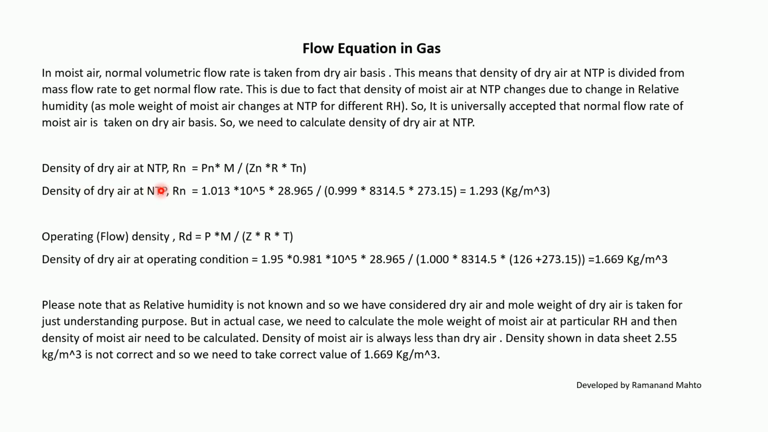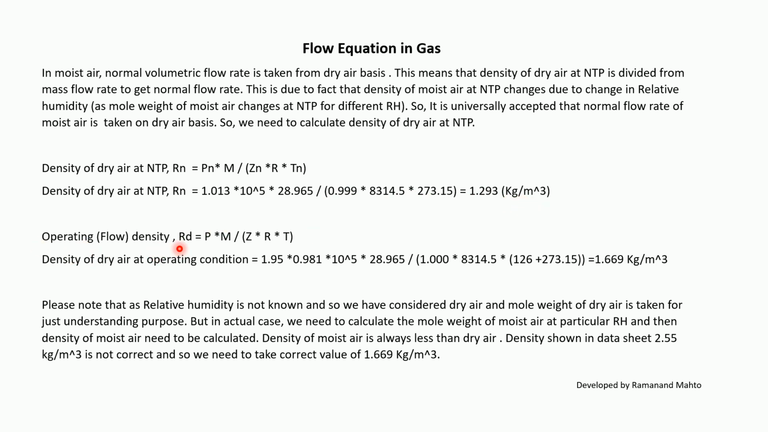So density of dry air at NTP can be written as ρn is equal to Pn into M upon Zn into R into Tn. So density of dry air at NTP is equal to 1.013 into 10 to the power 5 into 28.965, which is the molecular weight for dry air, upon Zn 0.999 into 83145 into 273.15, which is 1.293. That means the density of dry air at NTP is fixed, and this is 1.293 kg per meter cube.